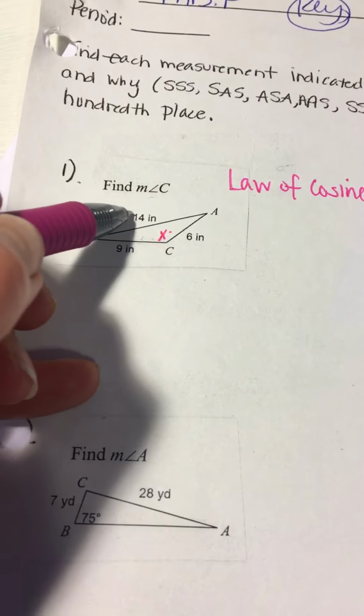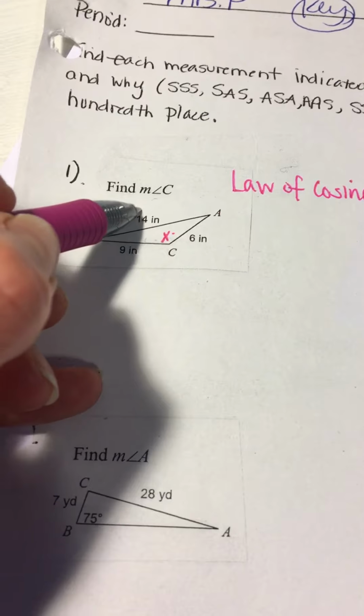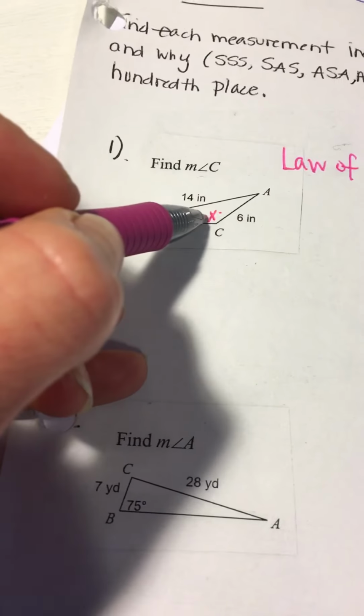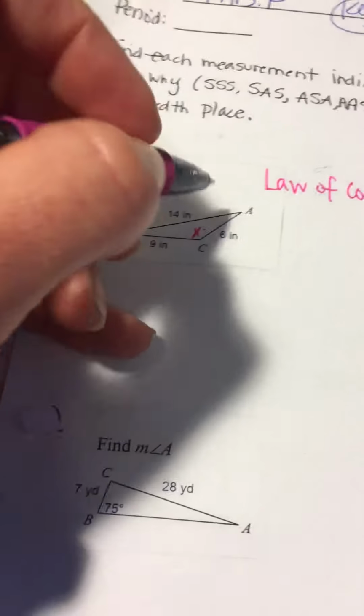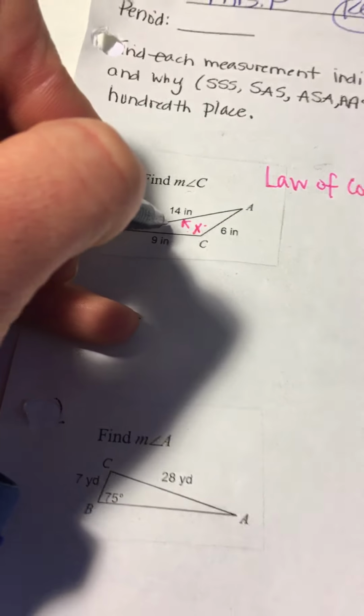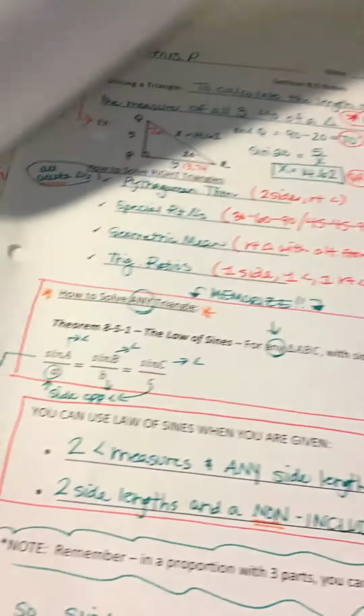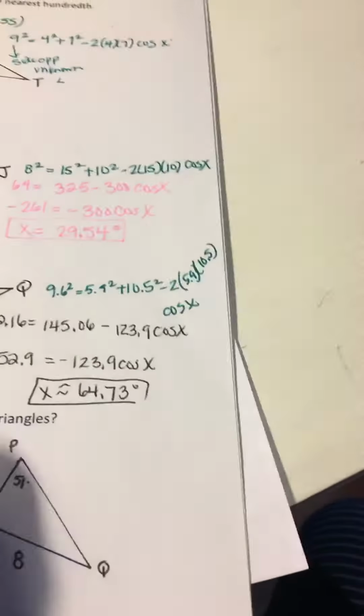So remember, the formula starts out with the side straight across from the given angle or the angle you're looking for squared. So these are the two that are connected. So I'm going to start off with 14 squared. Let me just flip back here so you can see the law of cosines. So I can see it.